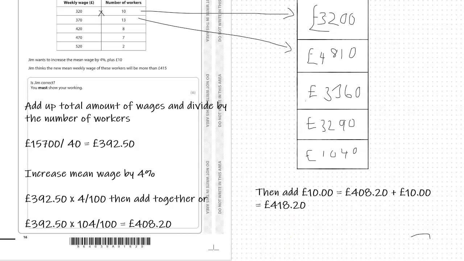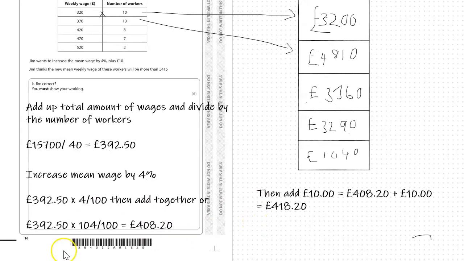Jim thinks the new mean weekly wage of these workers will be more than £415. Is Jim correct? Yes, Jim is correct, because the new mean weekly wage is £418.20.